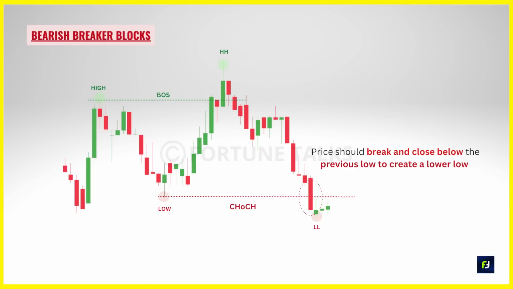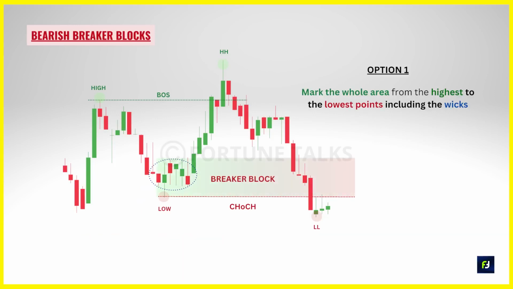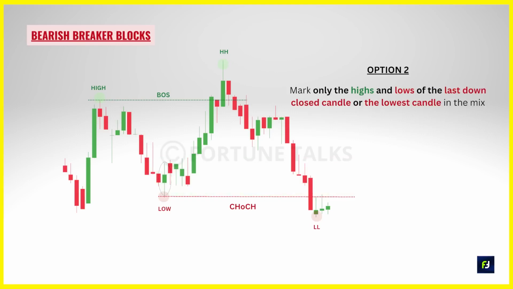Once the lower low is confirmed, we can identify a breaker block. For this scenario, the last down close candle, or the deepest or lowest candle in the group of the last consecutive down close candles, will be our bearish breaker block. In case there are 3 or 4 consecutive down close candles, you have two options. One is to mark the whole area from the highest to lowest point, including the wicks. The second option is to mark only the highs and lows of the last down close candle or the lowest candle in the mix. I would recommend using the second method because in the first scenario, the risk associated with it and the stop loss placement would be higher.